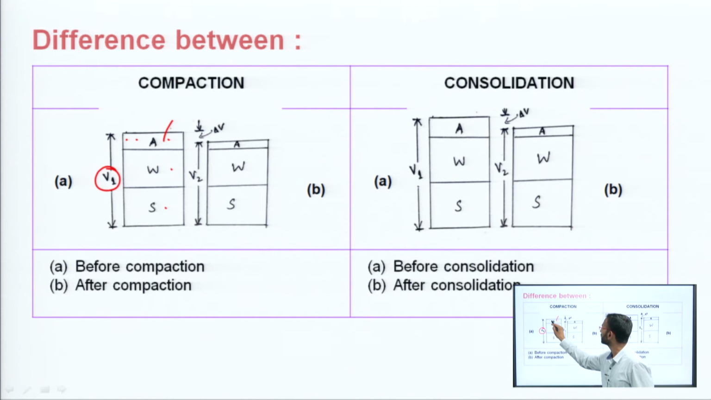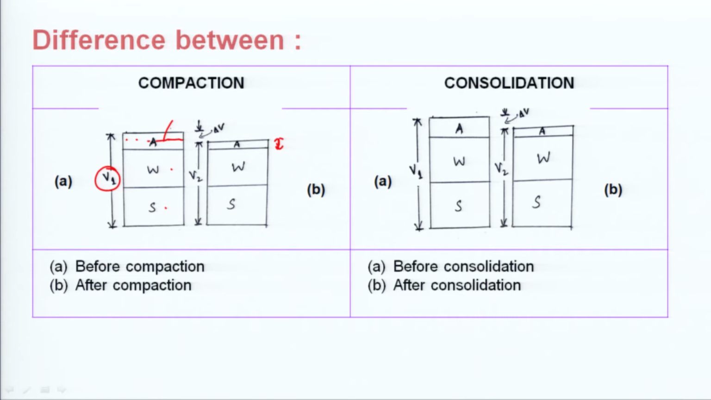So, the air has been expelled out, so the air's volume will be reduced. Let us say this much air has been expelled out. So, the new volume of air will be only this portion, and the total volume that was V1 has been reduced to V2. So, this second part is after compaction.